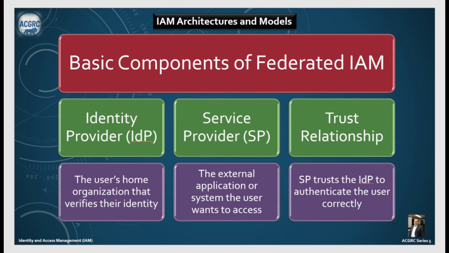What are the basic components of federated IAM? There are three. One is the identity provider. This is the user's home organization that verifies the identity. The service provider, the external application or system the user wants to access. And trust relationship. The service provider trusts the identity provider to authenticate the user correctly. So that's with the federated IAM, the three components.